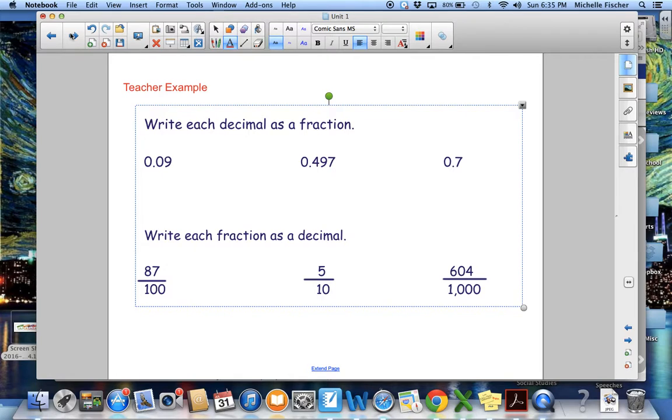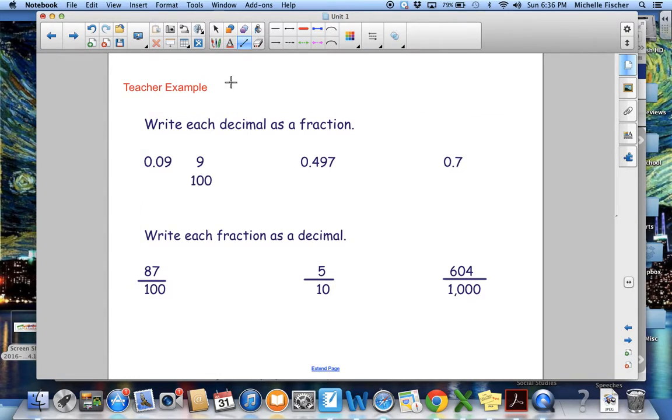Alright, let's try a couple more. So we're going to start by writing each decimal as a fraction. So here I have 0 and 9 hundredths, and I know it's 9 hundredths because my 9 is in the hundredths place. So that means my denominator is going to be 100, and my numerator is going to be 9. So I'm going to have 9 over 100. That line there.